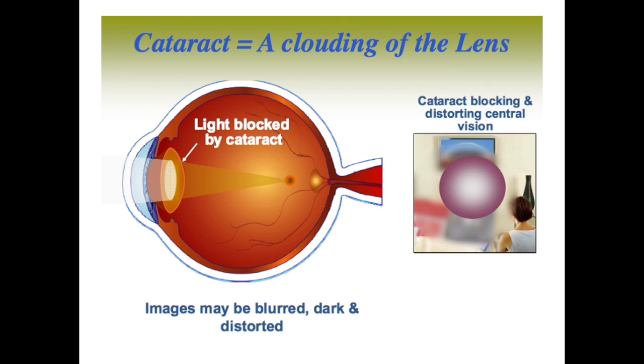A cataract is a clouding of the lens. And so when the lens gets cloudy as we age, at first there are no symptoms, but eventually images become blurred and distorted.